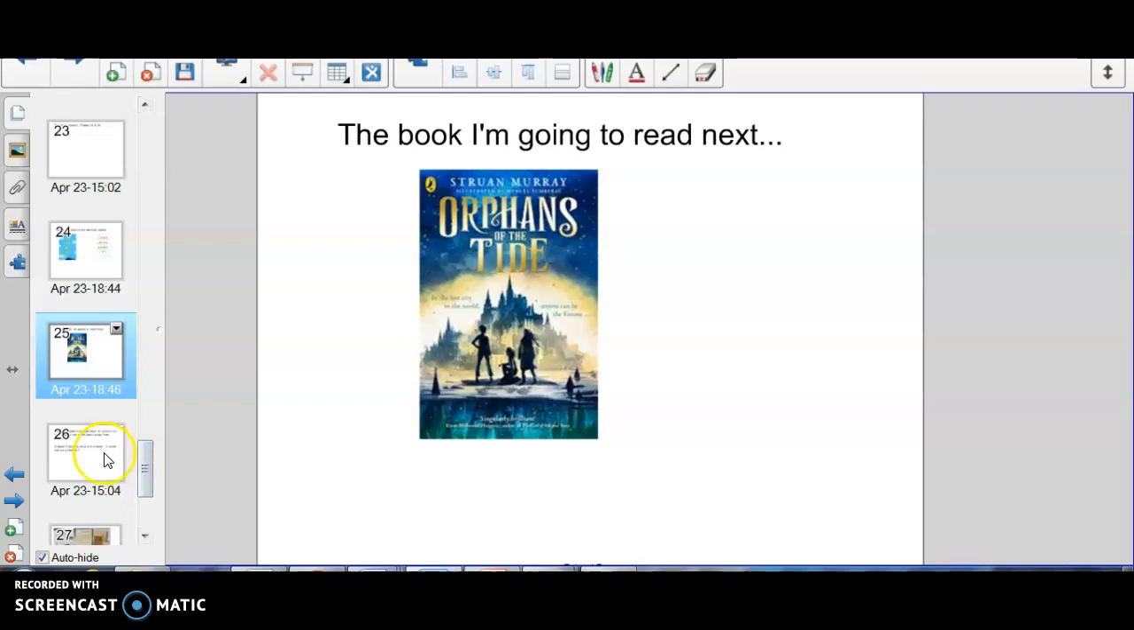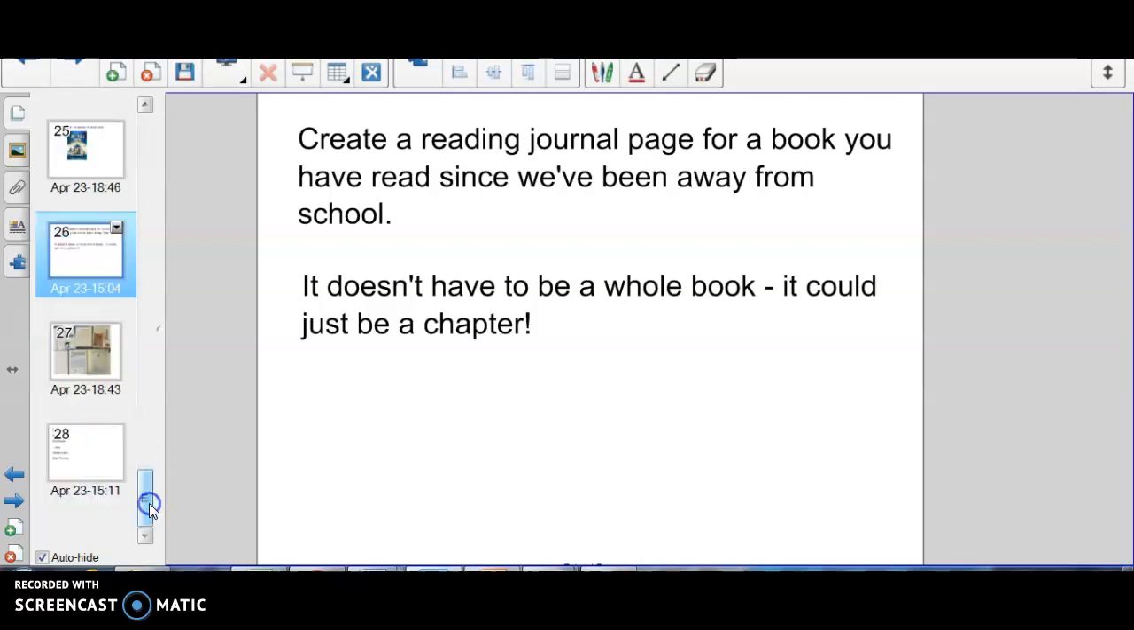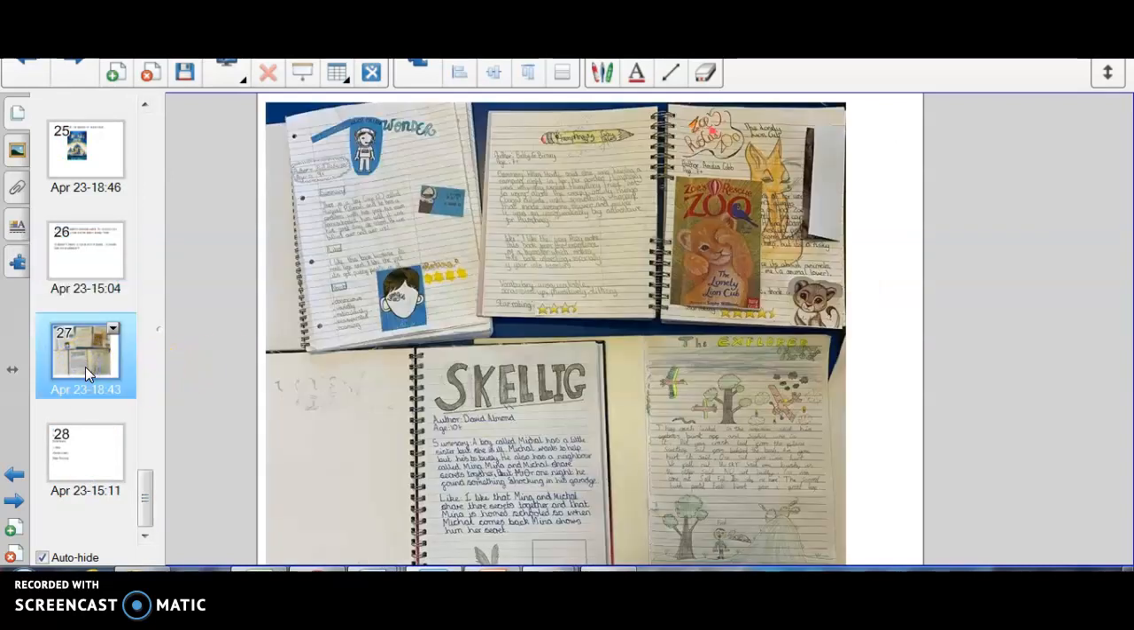Now, I want to know, what are you reading, or what have you read since we've been off school? We used to do this every so often, and I'd really like to keep this going, even though we're not at school. So today, I want you first of all to create for me a reading journal page for a book that you have read since we've been away from school. It doesn't have to be a whole book, it could just be a chapter. So when I'm talking about a reading journal, I'm talking about this page, this type of page here.